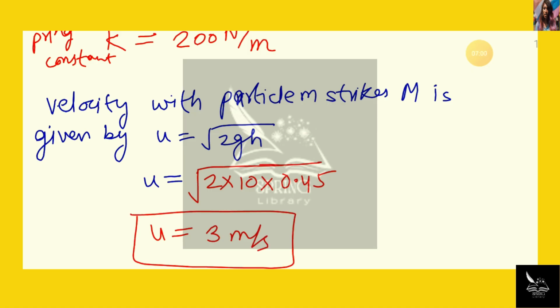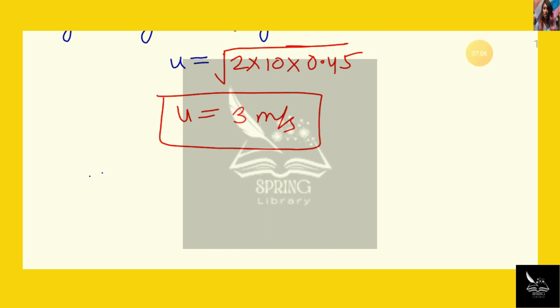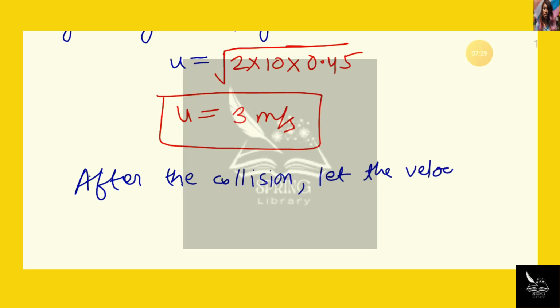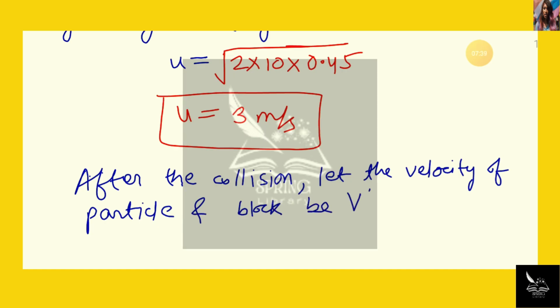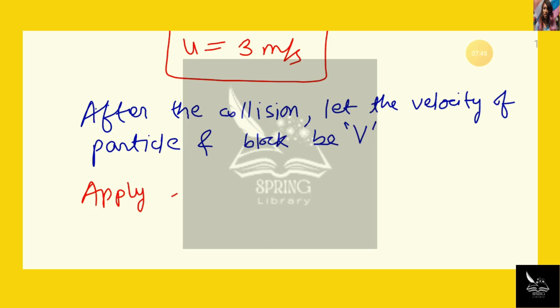Now the next step: after the collision, as per the question, they cling to each other, and I consider that they go in the same direction with the same velocity, which is capital V. So after the collision, let the velocity of the particle and the block be capital V. Now the next step is to apply the law of conservation of momentum.